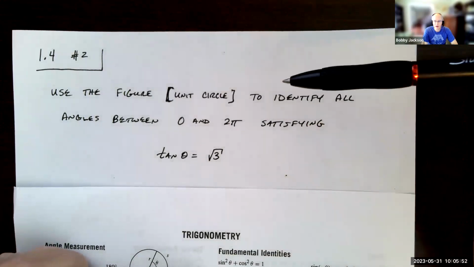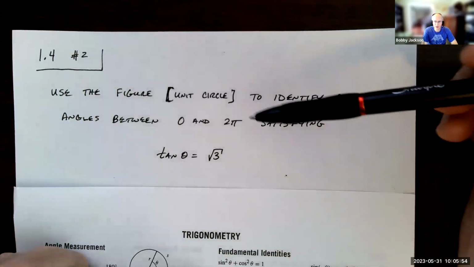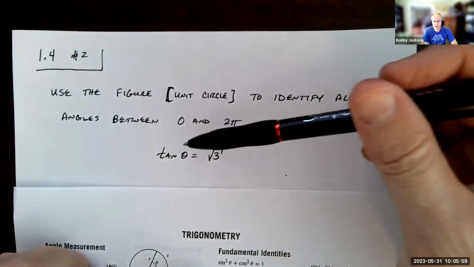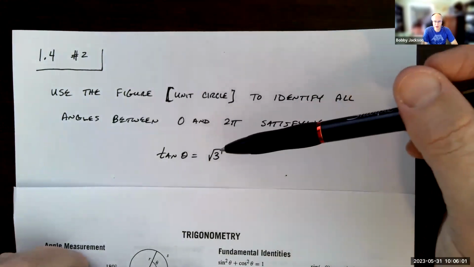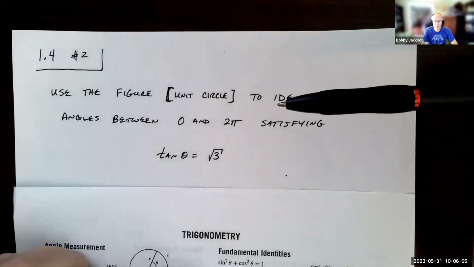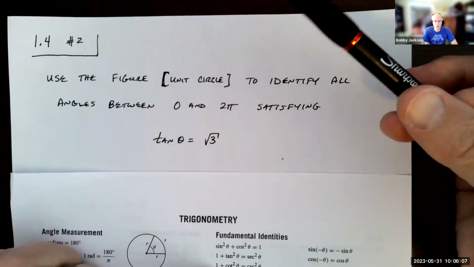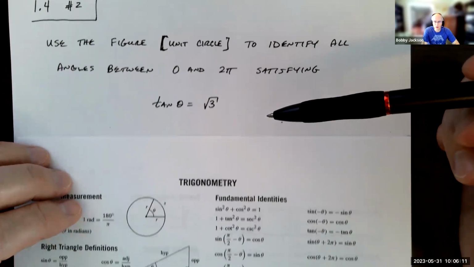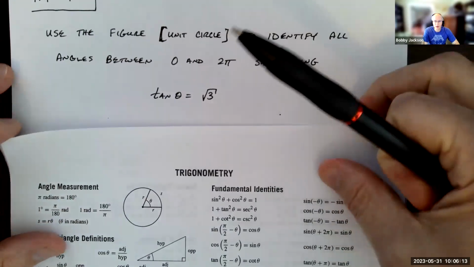But we're going to use that figure to identify all the angles between 0 and 2 pi, or all the real numbers between 0 and 2 pi, satisfying this equation here, tangent theta equal to square root of 3. So when is tangent equal to square root of 3? This skill is really important when you're solving trig equations, and we'll be doing that a lot in the course. So there are lots of ways this can be done.